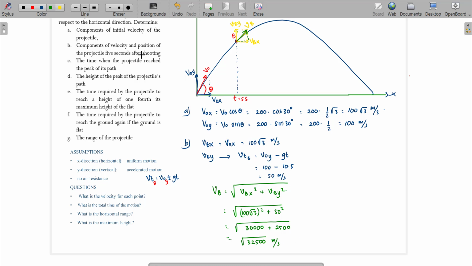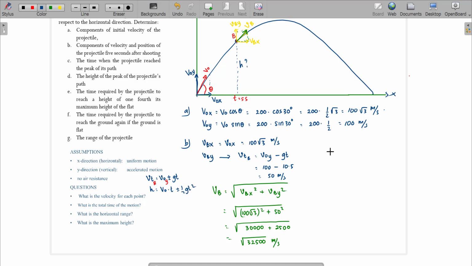So next, the next question is the components. Beside component velocity, you have the position of the projectile. The position h in here, how much? Because again this is y-axis position, you use accelerated motion. h equals to V0 multiplied by t plus minus half g t square, remember?